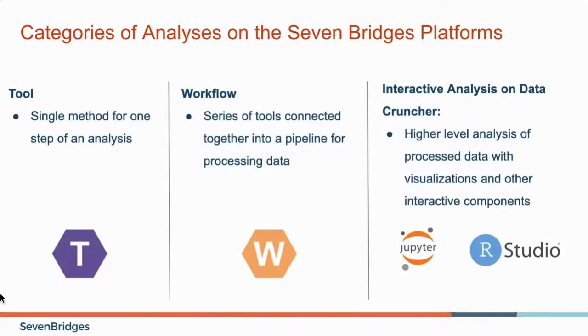Okay, so we use a common workflow language to describe software packages for processing single-cell data and make them available on the Seven Bridges cloud environment in the form of tools, workflows, or as interactive analysis. Tools represent a single method for one step of analysis, while a series of tools connected together into a pipeline represents a workflow. Interactive analyses on Data Cruncher are Jupyter or R Markdown notebooks, providing higher-level analysis of processed data that includes visualizations and other interactive components. Next slide, please.